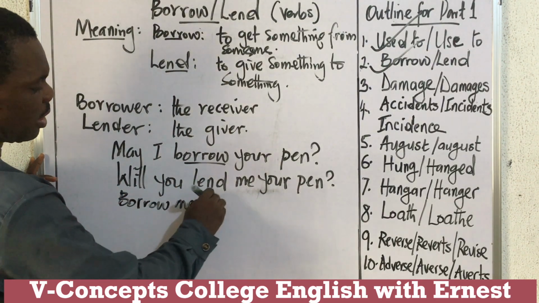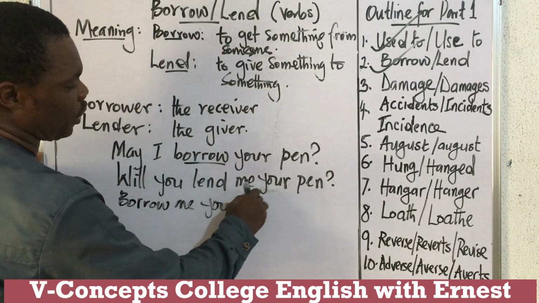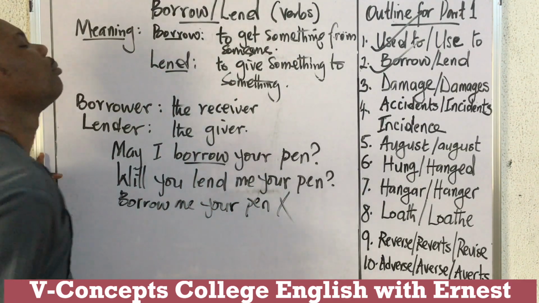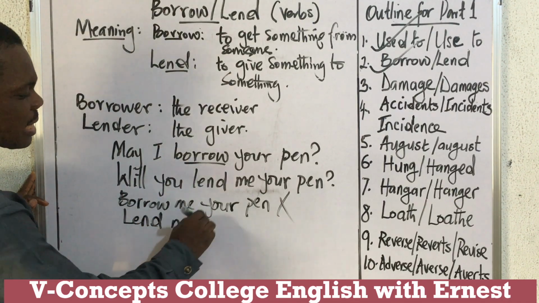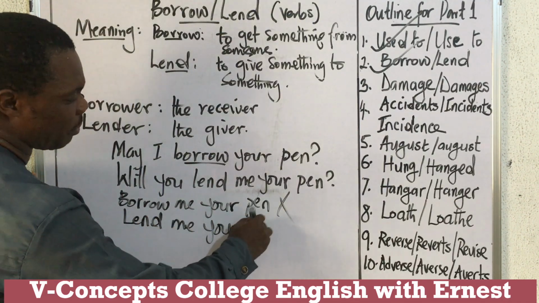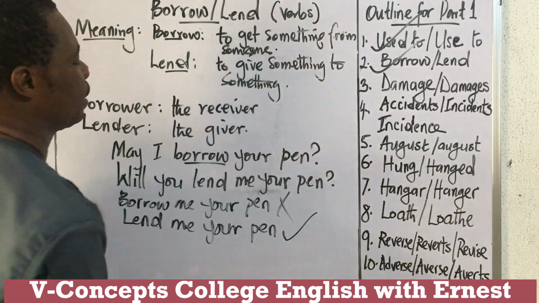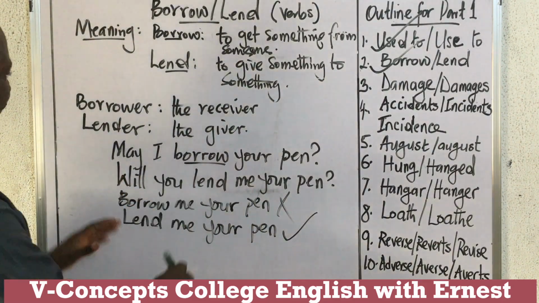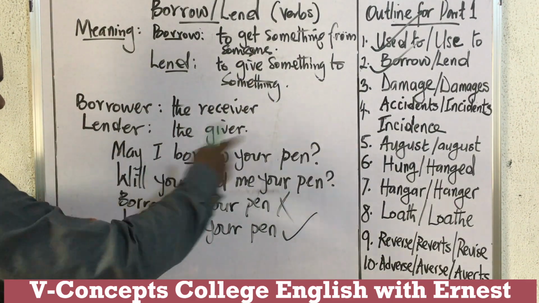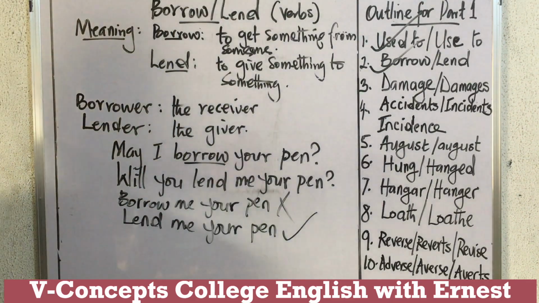Borrow me your pen is wrong. Instead, you can say what? Lend me your pen. Correct. Lend me your pen. So, if you understand that the borrower is the receiver and the lender is the giver, then you will not have any problem with these words.